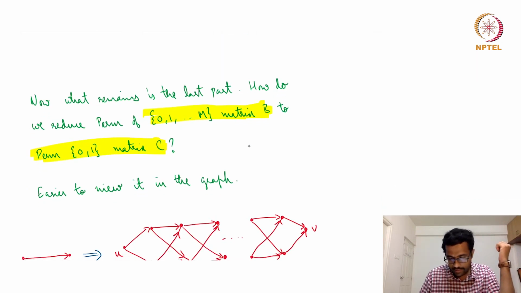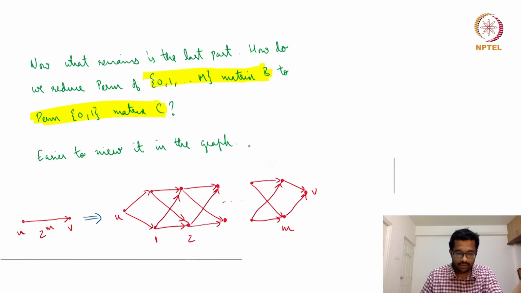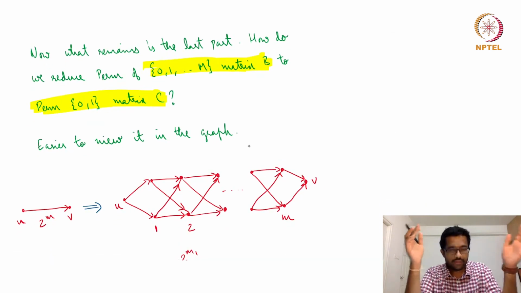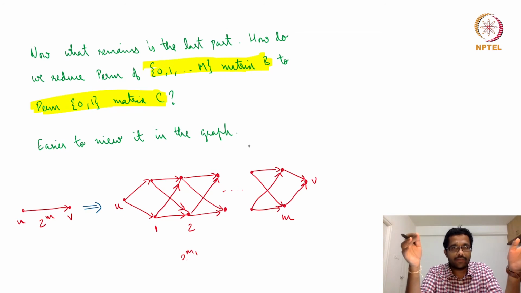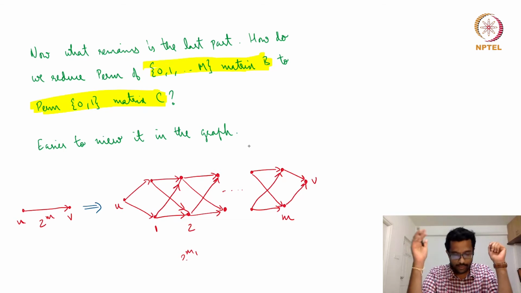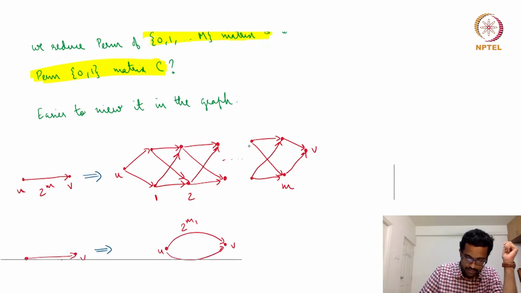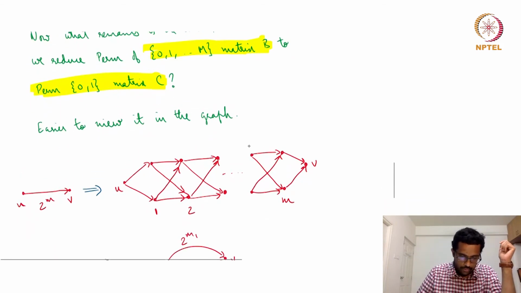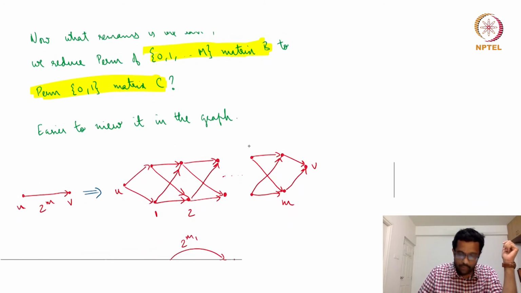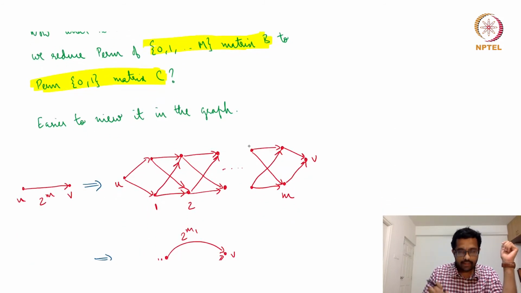In fact, this is slightly easier to view in the graph setting. So we said that the permanent corresponds to the sum of the weights of the weighted cycle covers, right? So the sum over all the weighted cycle covers, where the weight of a cycle cover is just the product of all the weights, right? So let us see what this means.